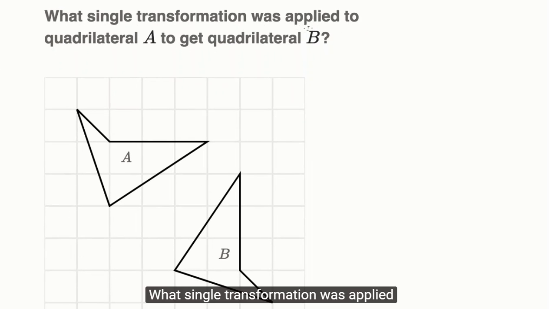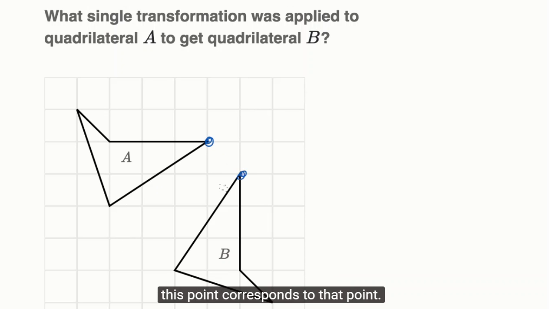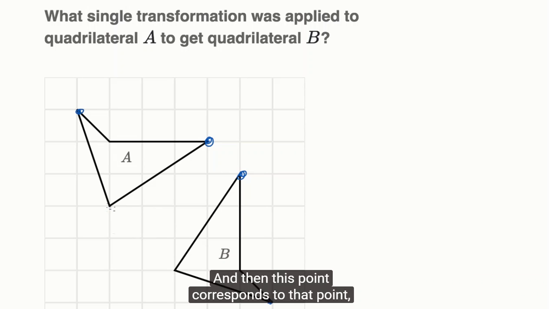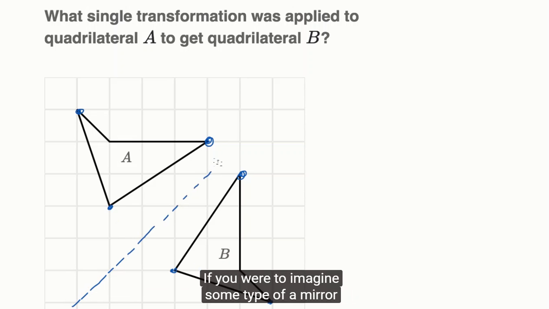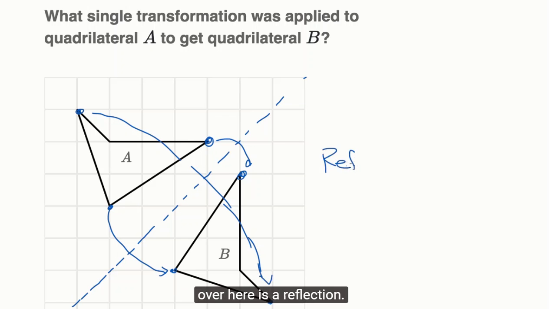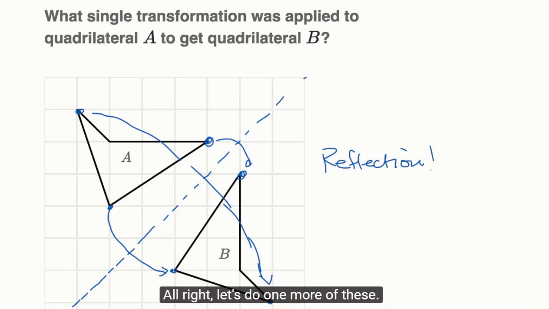What single transformation was applied to quadrilateral A to get to quadrilateral B? So let's see, it looks like this point corresponds to that point. And then this point corresponds to that point, and that point corresponds to that point. So they actually look like reflections of each other. If you were to imagine some type of a mirror right over here, they're actually mirror images. This got flipped over the line, that got flipped over the line, and that got flipped over the line. So it's pretty clear that this right over here is a reflection. All right, let's do one more of these.